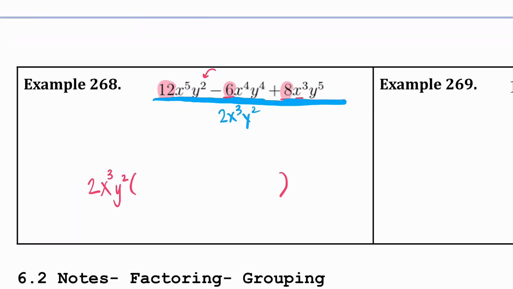So for my first term, I'm going to be left with 6. X to the 5th divided by x cubed is x squared. Y squared divided by y squared cancels, so just 6x squared for the first one. For our second one, we're going to have minus 3, x to the first, or just x, y squared. And for our last one, we're going to have plus 4. X cubed divided by x cubed cancels, y to the 5th divided by y squared gives me y to the 3rd power. So we end up with our greatest common factor out here, and what's left inside.